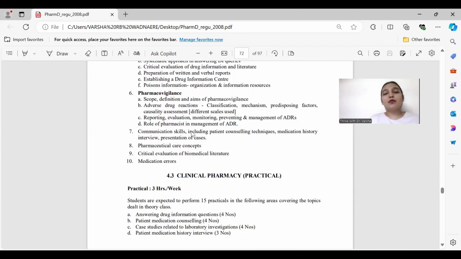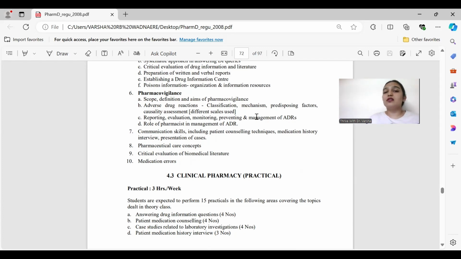The seventh chapter is communication skill, including patient counseling, medication history interview, and presentation of cases. This subject will teach you soft skills as well as hard skills, how we'll have to perform in a hospital, what knowledge you should have before performing in hospital, as well as how you should perform to excel internally as well as externally. So this subject will teach you and make you that much capable that you can work in a hospital. Then pharmaceutical care concept, critical evaluation of biomedical literature and medication errors.